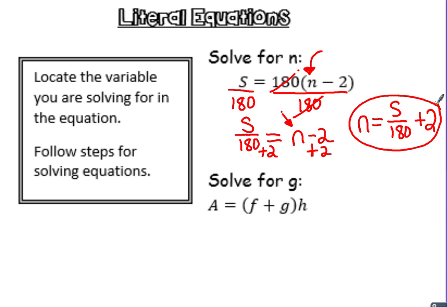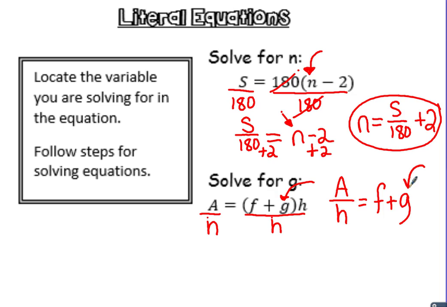The second one has me solving for g. Again, I have parentheses that are being multiplied by h. So to undo multiplication, we divide. So we're going to divide both sides by h. That leaves me with a divided by h equals f plus g. I don't need my parentheses. I'm still looking for g. F is being added to g, so to undo addition, we subtract f from both sides. So a divided by h minus f will give us g.